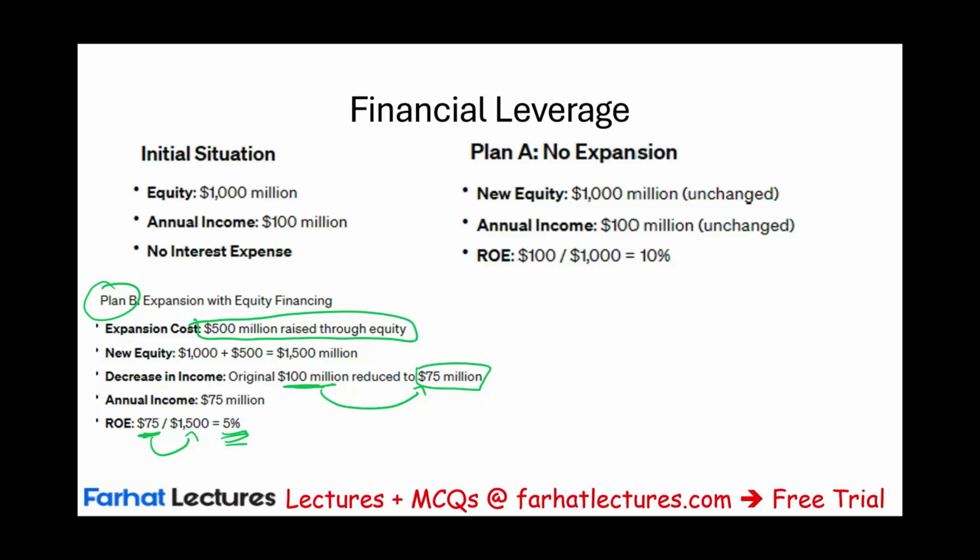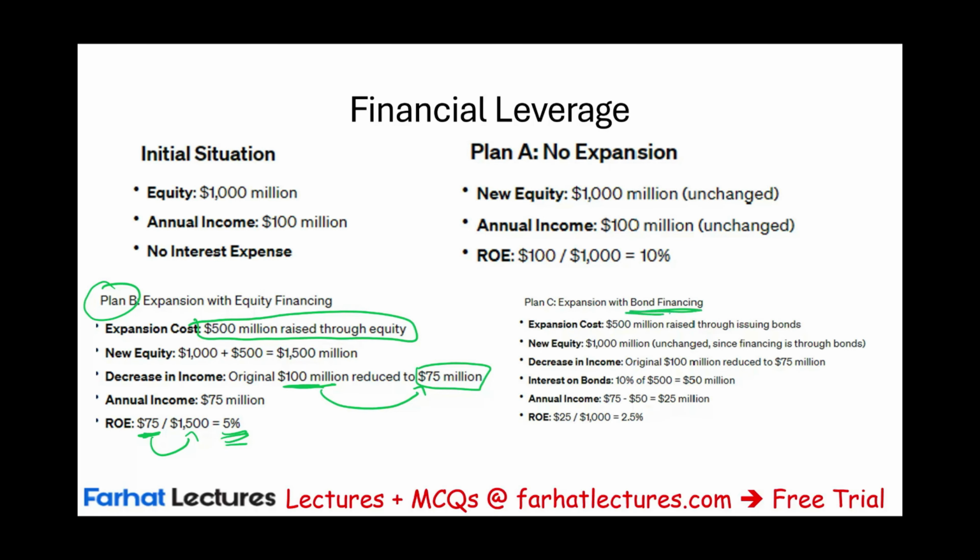Let's take a look at plan C when we finance with debt. Now we're using leverage. We borrowed the 500 million using debt. The equity did not change. Now remember, we have to pay 50 million in interest because we borrowed 500 million. 500 million times 10% is 50 million. So our income went to 75 million, then we have to pay interest of 50 million, an additional cost. Our net income is 25 million. Now we take the 25 million divided by 1 billion, and our return on equity went down to 2.5%. Now, why did that happen?